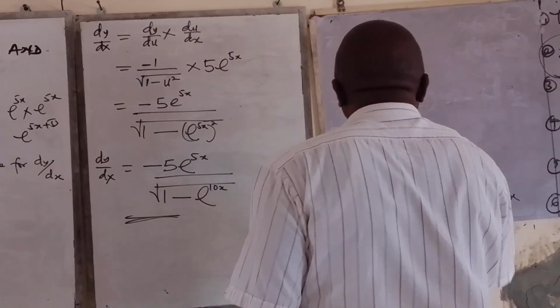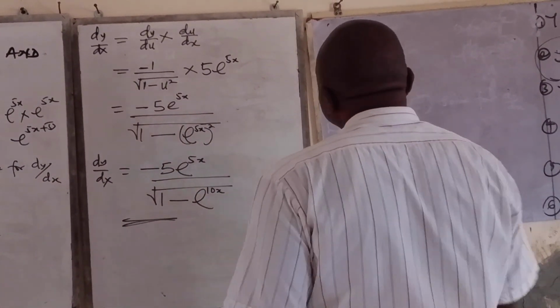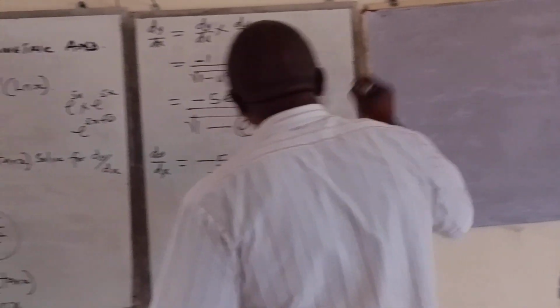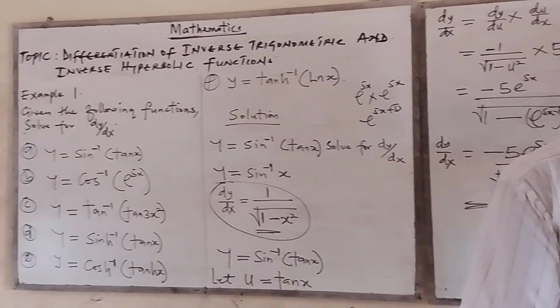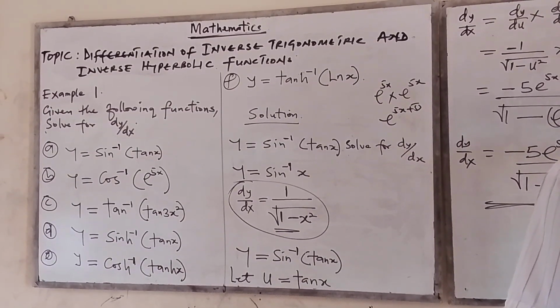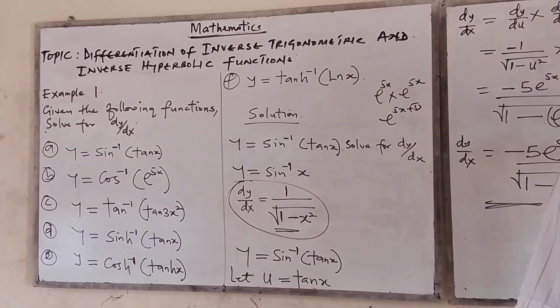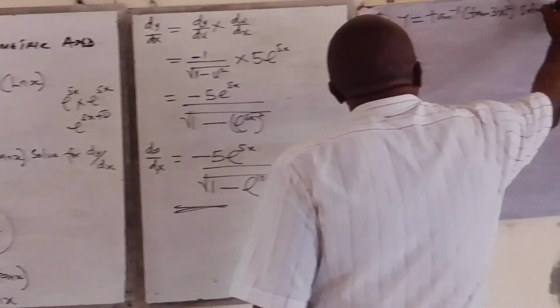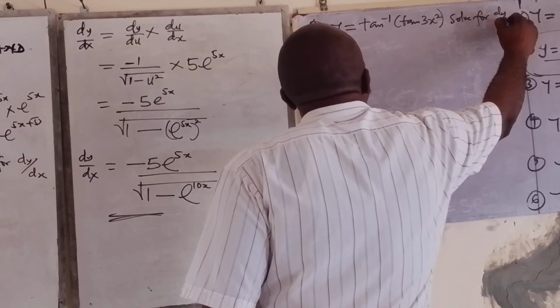Tan inverse of tan 3x squared. That's question number C. So here we have y is equal to the tan inverse of tan 3x squared. Here we have to solve for dy/dx.